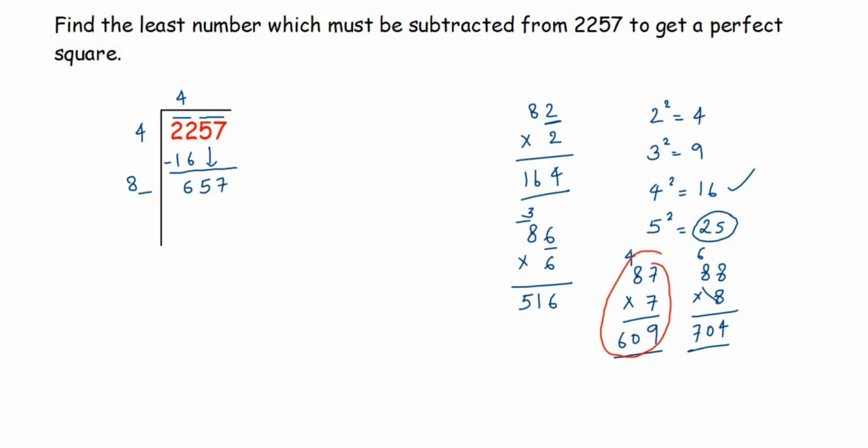So we'll write 7 in the unit place and we'll write 7 here in the quotient. Now when we multiply 87 times 7, we get 609. We'll write this here. Now we'll subtract. When we subtract, we get 48. Now this is a remainder here. So if we remove 48 from this given number, then this number will become a perfect square number. Now this number is not a perfect square because this number is not completely divisible. We have a remainder here. So the question here is, what is the least number which should be subtracted? So the number is 48.